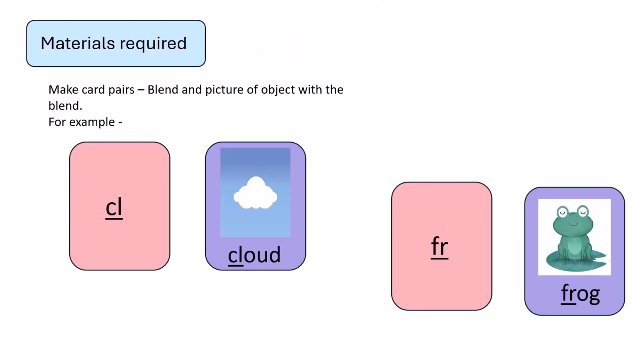The materials required are card pairs. So you need to create cards, one with a blend and the other with a picture of an object which has that blend. You can look at these samples for an idea.